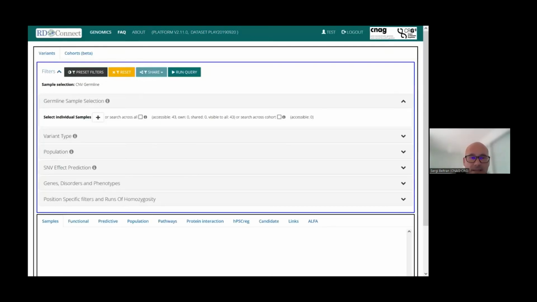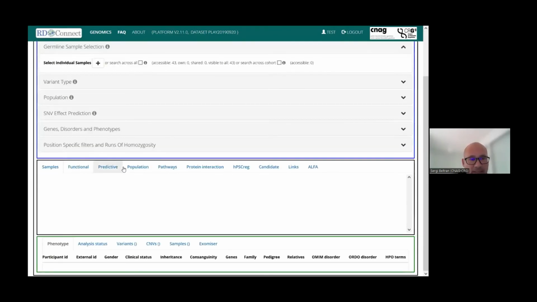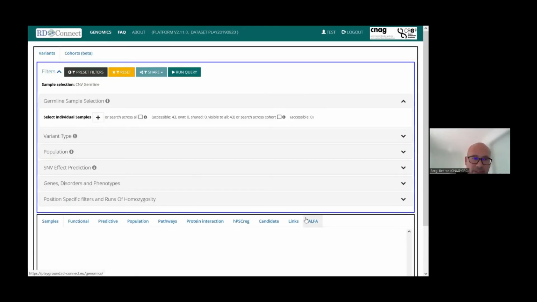Then we are presented with an interface in which we have basically 3 sections. The first one is where we select the samples and the filters that we want to apply to the data. The second is information about specific variants that we have identified in the family we are looking at. And then at the bottom, we have another table, here in green, that will tell us about the variants and the phenotypes of the individuals we are looking at.